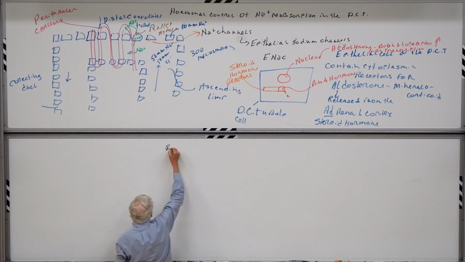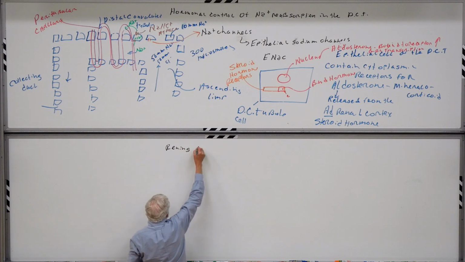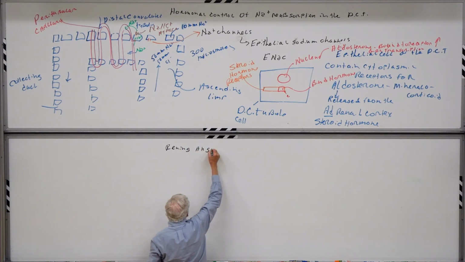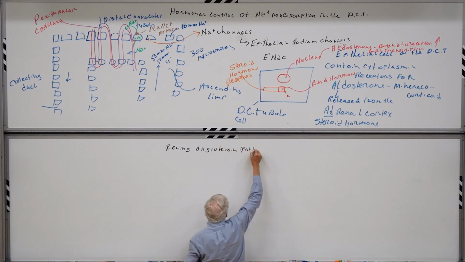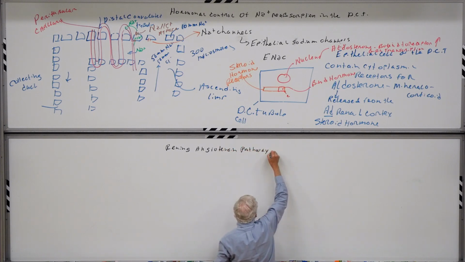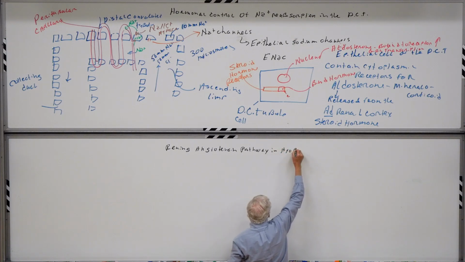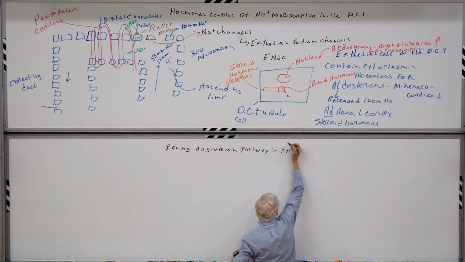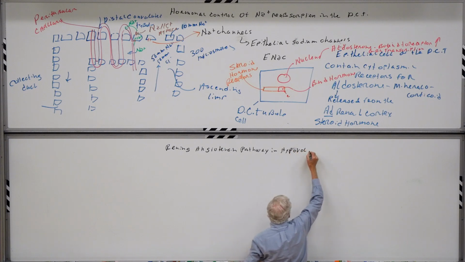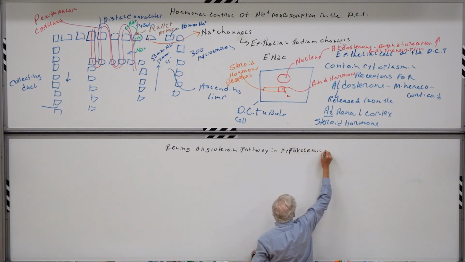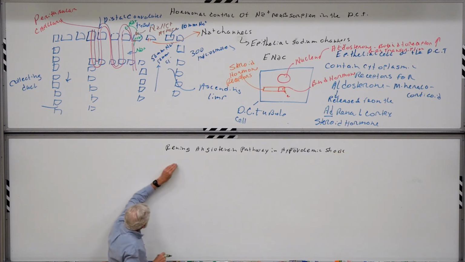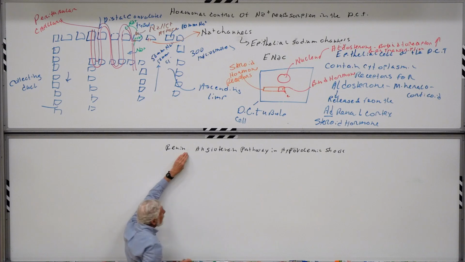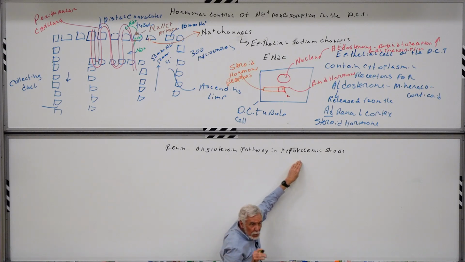This is going to be the renin, angiotensin pathway in hypovolemic shock. Well, let's unpack this a little bit. Hypovolemic shock is simply where you have a hemorrhage and you lose a lot of blood.